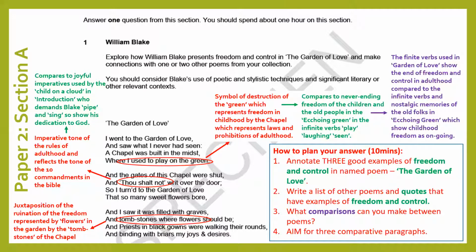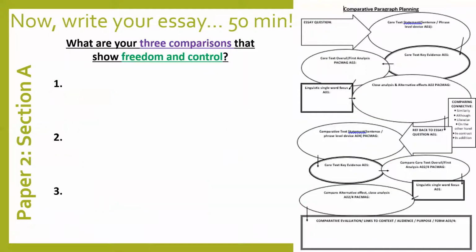So once you've done your first comparative paragraph, your second comparative paragraph, if you don't get to your third one, it's not terrible, but it'd be good to aim for it, just to show that the more comparisons you can make and the more quality comparisons you can make, the higher the mark you'll get. Okay, that's my top tips for paper 2 section A. Good luck.